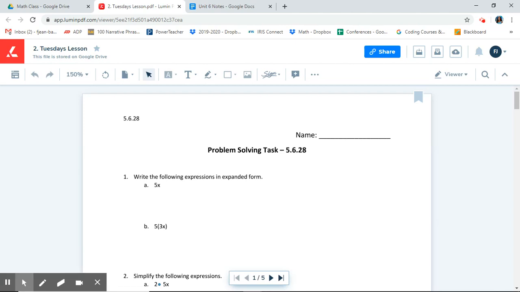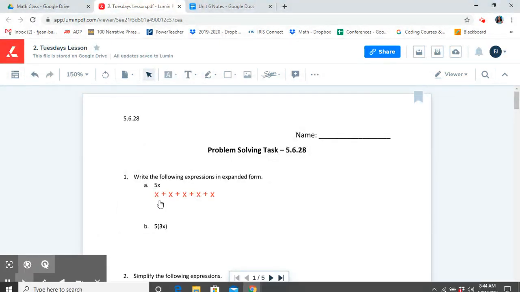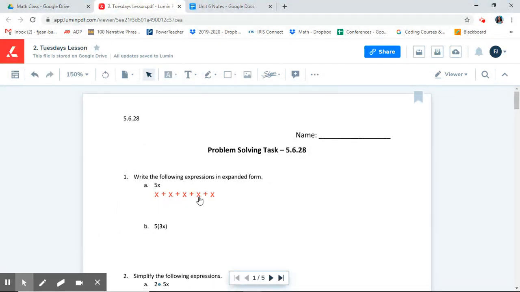Welcome back. So let's start with A, 5x. If we're going to expand 5x, what would the expanded form look like? Yep, that's right. x plus x plus x plus x plus x. We know that because multiplication represents repeated addition. So 5x means we're adding x 5 times.